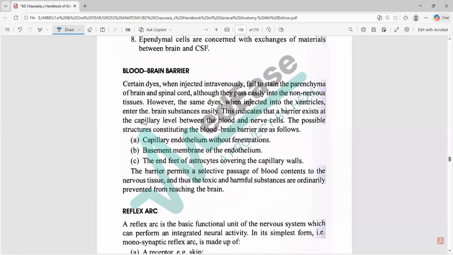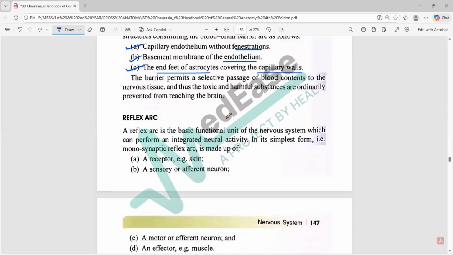Now, when we talk about another important concept, there is the blood-brain barrier. When we say the blood-brain barrier, it is a barrier produced in the brain to prevent the formed elements or proteins or any dyes or infectious agents from entering from the blood into the brain mainly. It is produced from three main structures: the capillary endothelium of the brain, which contains no fenestration; with that, it is surrounded by the basement membrane, which also has no opening and is continuous; and moreover the end feet of the astrocytes, which cover the capillary walls mainly.